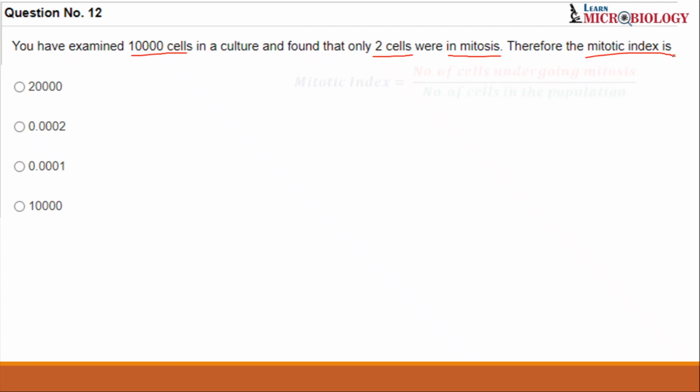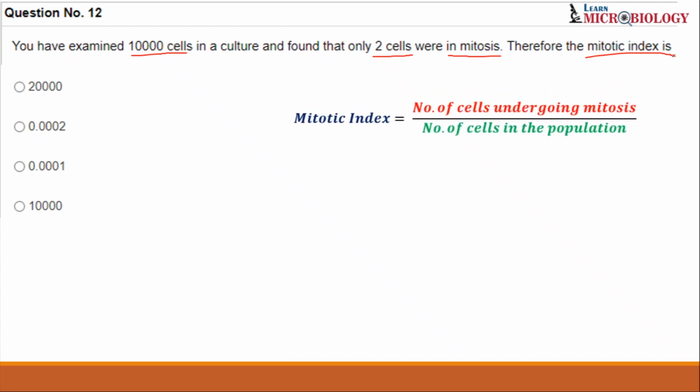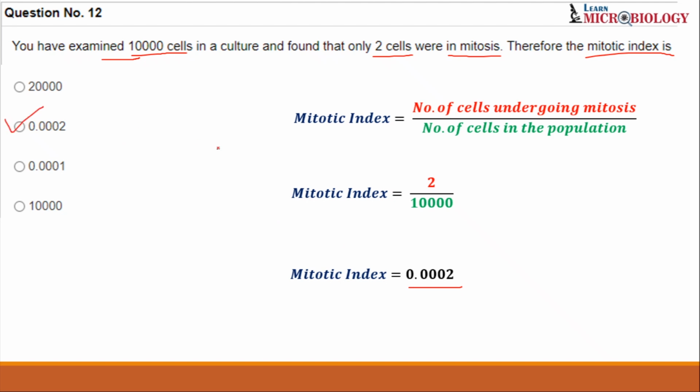It is a small equation. Mitotic index is the number of cells undergoing mitosis to the number of cells in the population. What population are we talking about? The number of cells you are examining. This question says you have been examining 10,000 cells and found that 2 cells were in mitosis. So simple enough: 2 divided by the number of cells in the population, and the answer will be 0.0002. So where is that option? It is option number B. That is our correct answer.